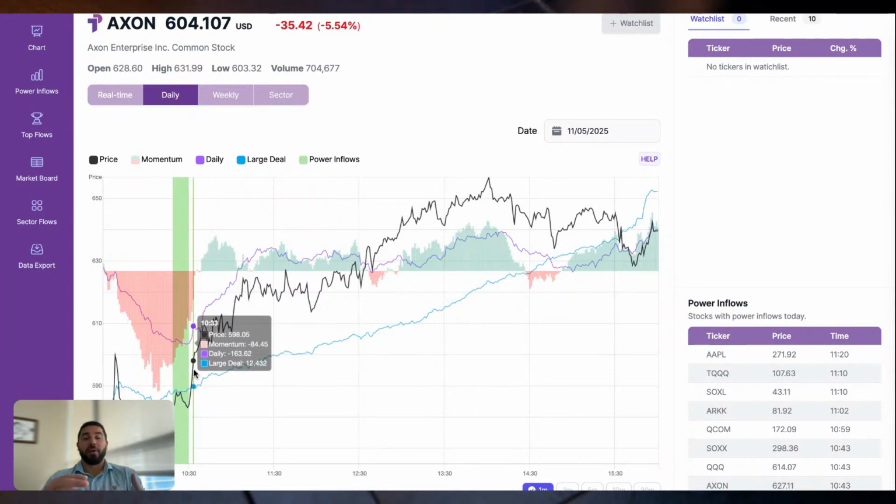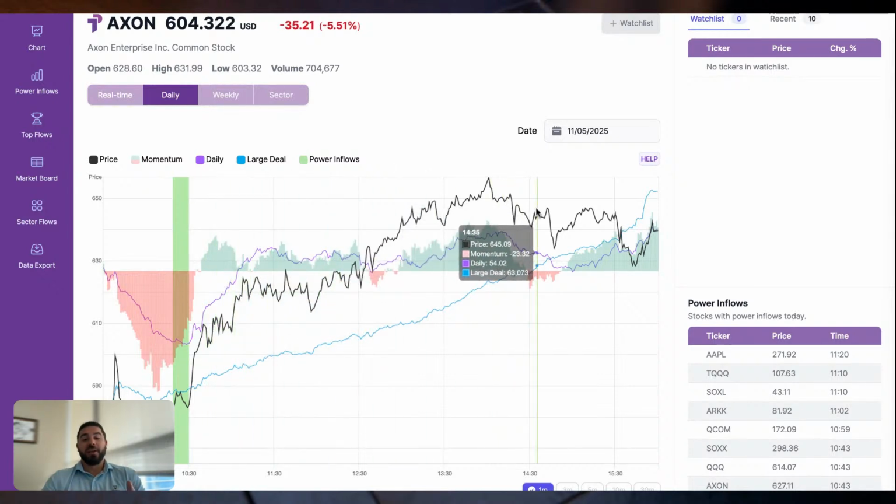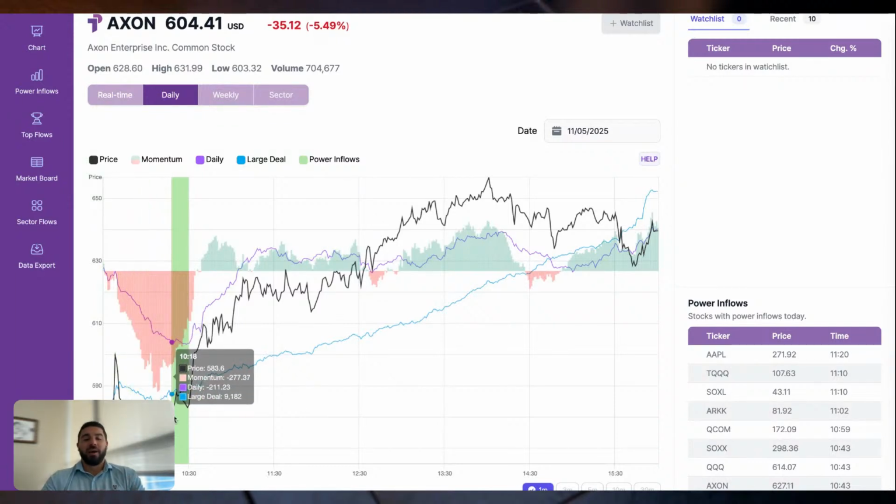Immediately following that power inflow signal, you could see a real jump in the price yesterday. And it was pretty consistent throughout the rest of the day, kind of following the order flow data that we were tracking. And this is really that edge we're trying to provide, because anybody that was following Axon yesterday in the first hour of trading probably wouldn't have seen any real reason to buy it. It looked kind of weak. It was pretty stagnant, not really moving off the price very much.